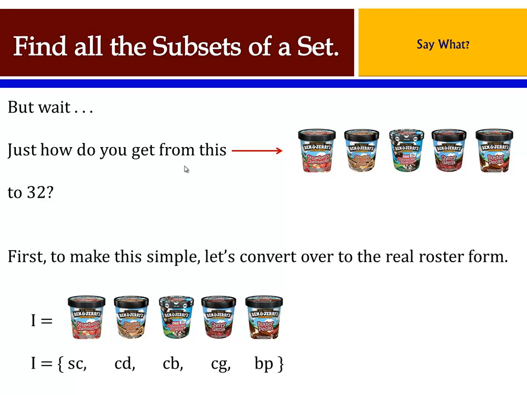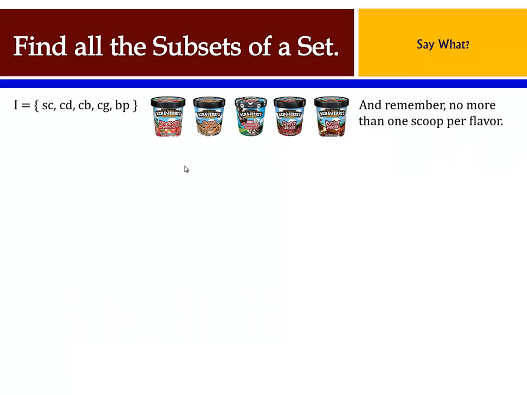So to make it simpler, we're going to convert over to roster form. I've used pictures just to make it a little more interesting, but let's convert over to roster form, and that's where you list out names. And so our set I for ice cream is going to be SC for strawberry cheesecake, CD for the chocolate chip cookie dough, CB for the cheesecake brownie, CG for cherry Garcia, and BP for butter pecan. So our original set I consists of 5 elements, these 5 flavors, and we must remember that we're not allowed to have more than 1 scoop of each of these flavors.